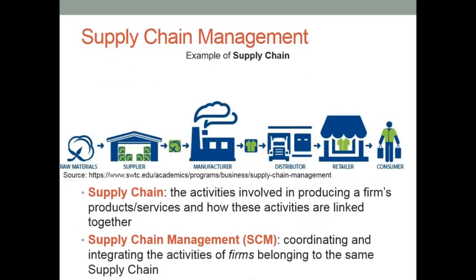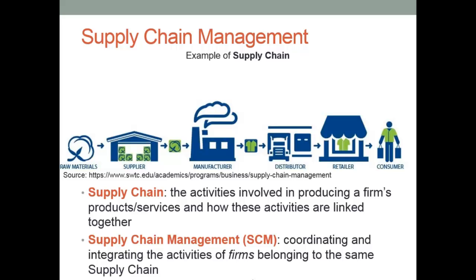Now, this is an example of a supply chain. In this example, there are 4 firms involved, not just one firm. There is a supplier, there is a manufacturer, a distributor, and a retailer. Your firm may be the manufacturer or the distributor, or may carry out more than one activity. For instance, when you manufacture and you also distribute the product. So that's the supply chain.